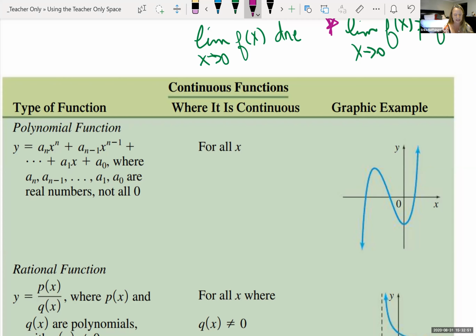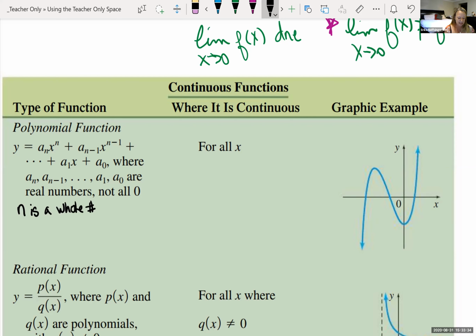And this is where our a sub n, a sub n minus 1, a sub 1, and a sub 0 are all real numbers and not all 0. The other stipulation they did not write in here, which also has to be the case, is that n has to be a whole number. Basically that's just saying that the numbers in front of your variables are not imaginary numbers, they're real numbers. So you can't have an i in there. Square root of a negative is imaginary.